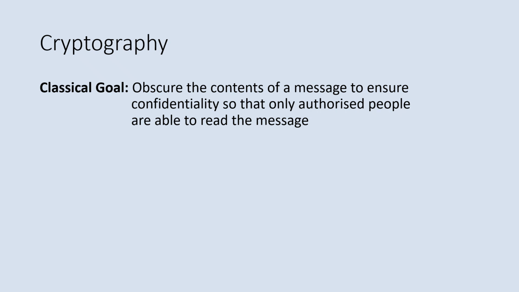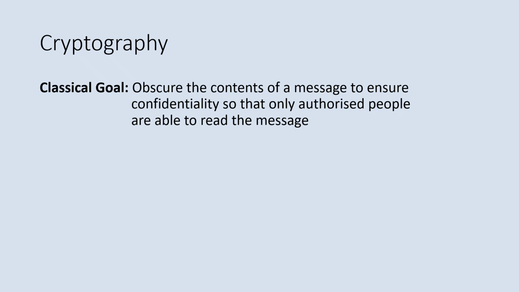to read the message. And so in this sense, a message may be obscured in some particular way, and then there is an extra piece of information called a key that if you know the key, then you can unobscure, you can unhide the message, and so you're able to read it. If you don't have the key, then the idea is that you're not able to read it. If you do have the key, then you are able to read it. So this is the classical goal of cryptography.